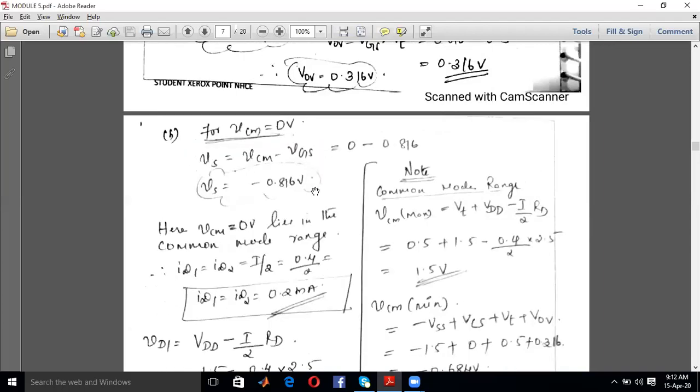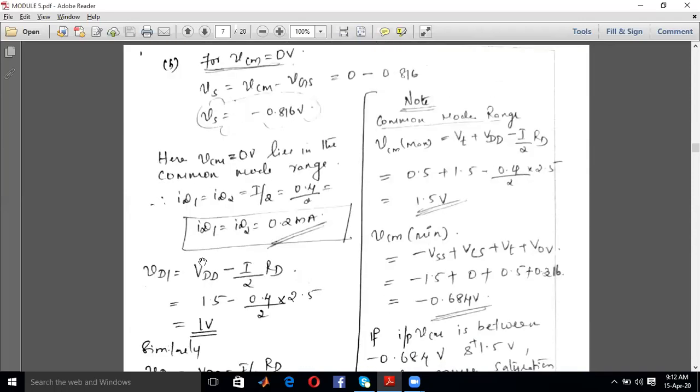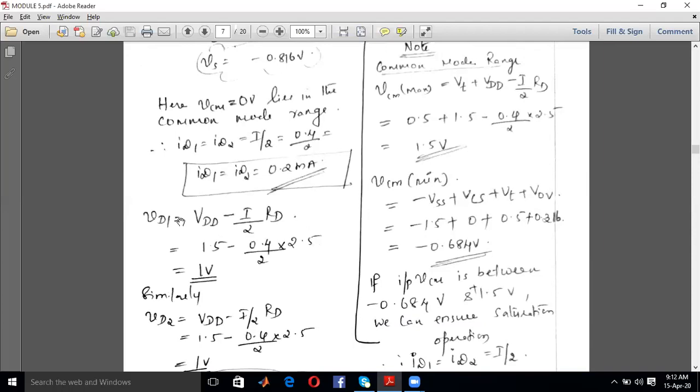So now you got ID1 and ID2. So next thing is you have to find VD1, VD2 as per the question. And you know the equation for VD. VD is the drain voltage. You can get the drain voltage by subtracting the drop across RD from VDD, isn't it? By subtracting the drop across RD from VDD, you will get VD1. So VD1 is VDD minus I by 2 into RD.